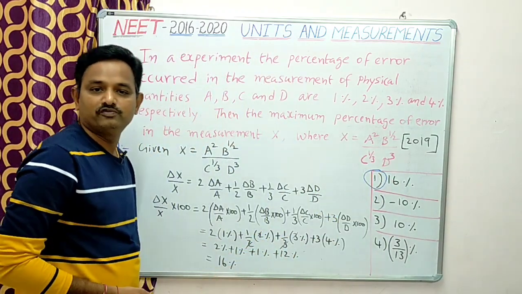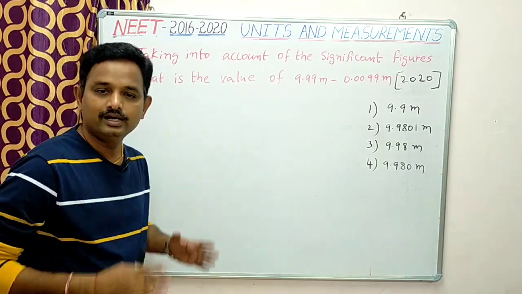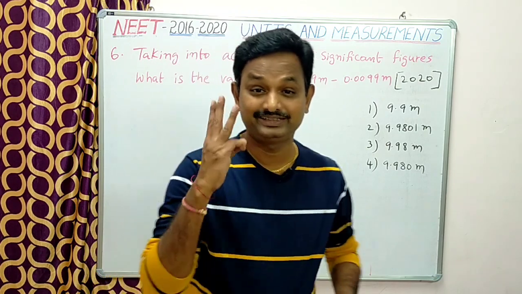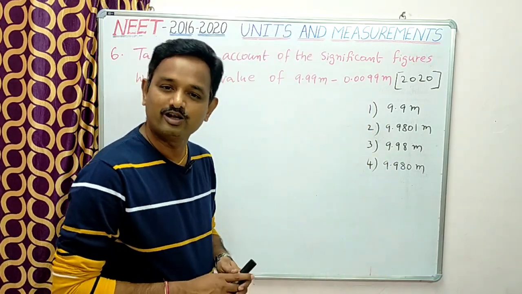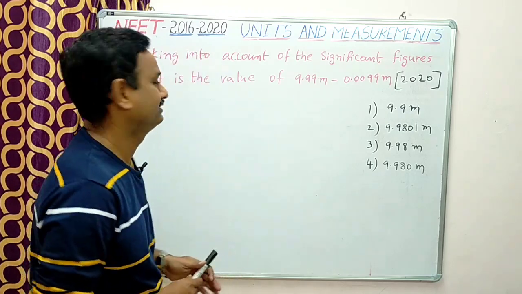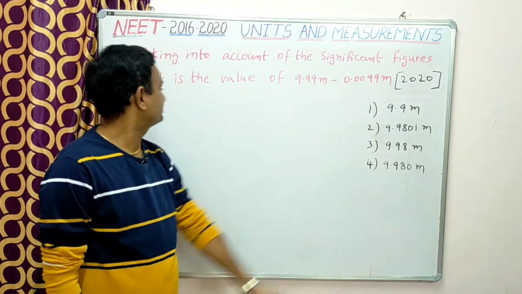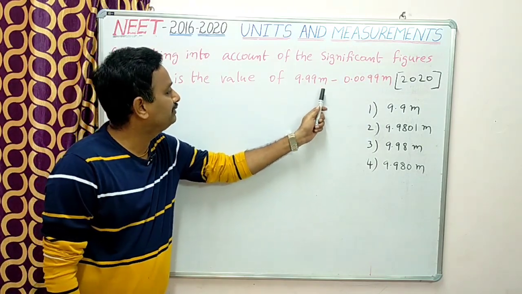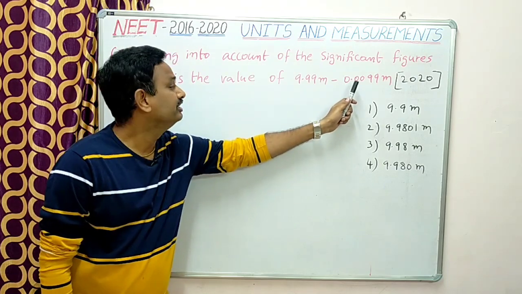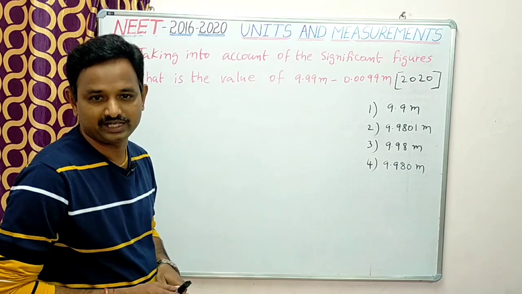Now we will go for 2020. In 2020, we got 3 MCQs in units and measurements. First one is on significant figures. Look at here. Taking into account of the significant figures, what is the value of 9.99 meter minus 0.0099 meter? First, I will subtract. Look at here.